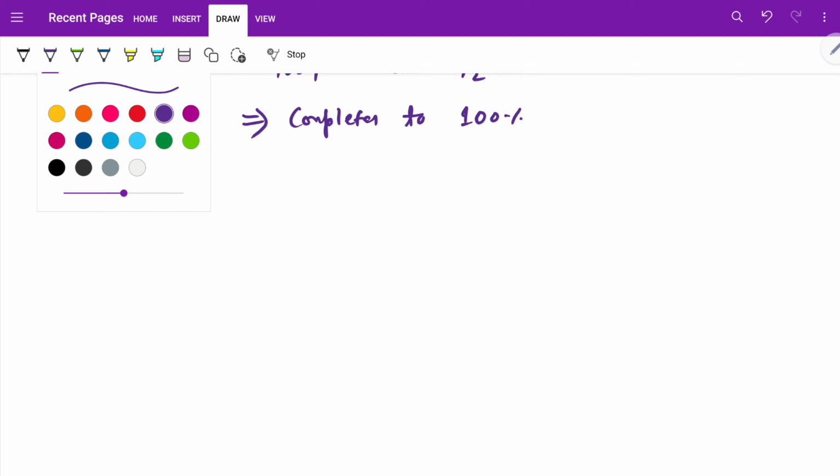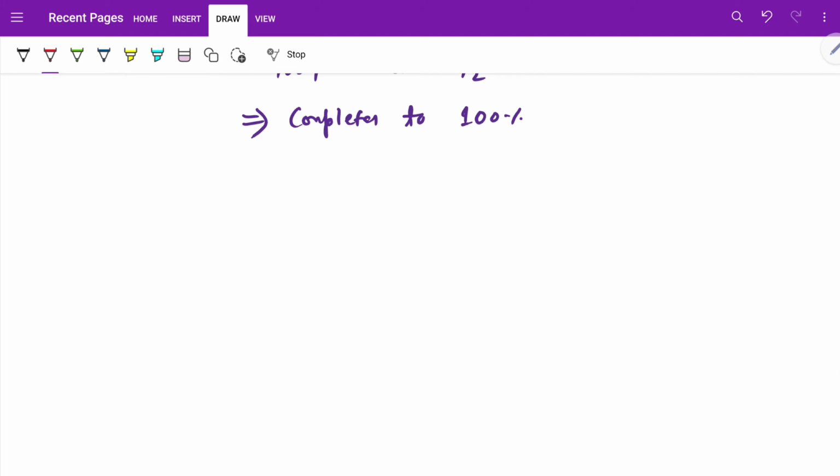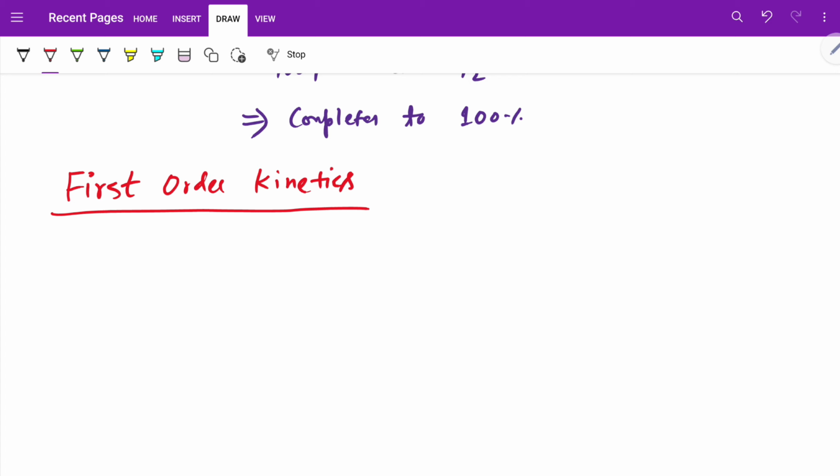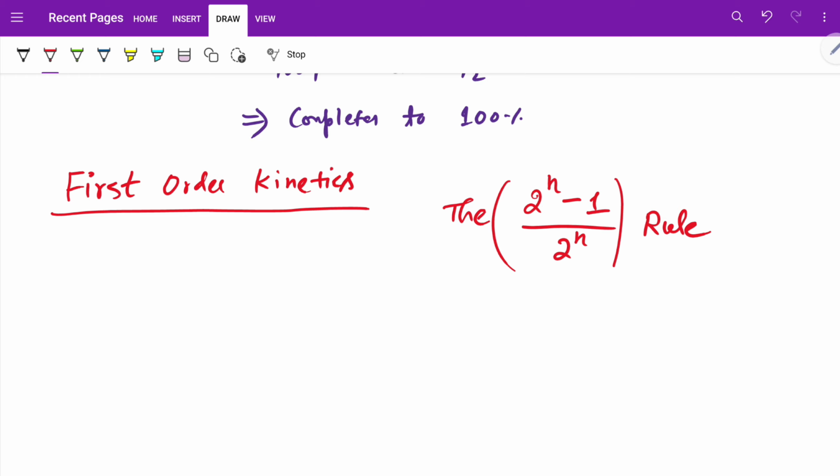Fine. Now coming to the first order part. This is important because 99% times we will get a question on first order only. So let us see first order kinetics. So what is the trick? The trick is you have to remember this formula. This formula is called the 2 to the power n minus 1 upon 2 to the power n rule. 2 to the power n minus 1 upon 2 to the power n.